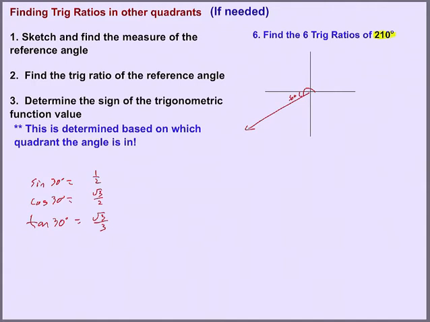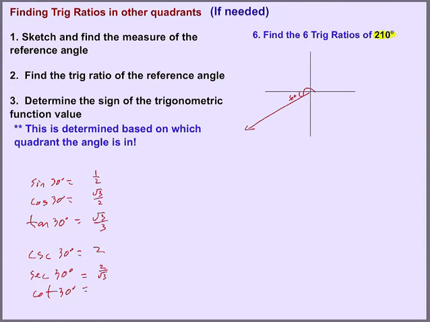And then to find the cosecant, the secant, and the cotangent of 30 degrees, it's just the reciprocal of the sine, cosine, and tangent. So the cosecant of 30 degrees is the reciprocal of 1/2. The secant of 30 degrees is the reciprocal of √3/2. And the cotangent of 30 degrees is the reciprocal of √3/3, which, by the way, I certainly could write as 3/√3.